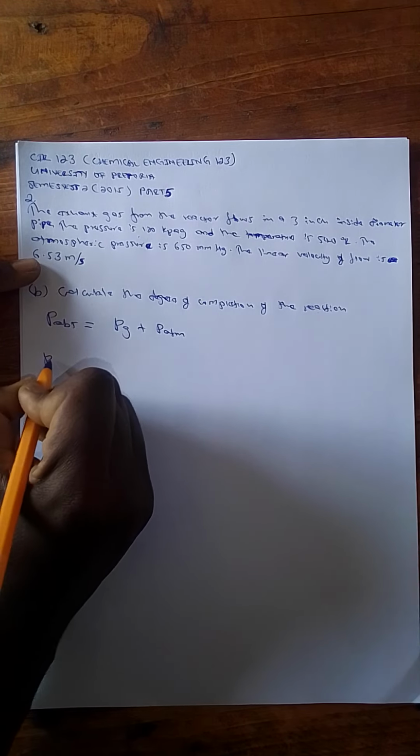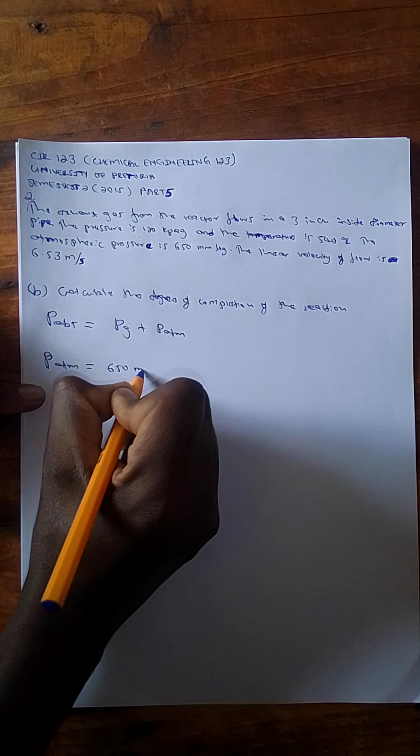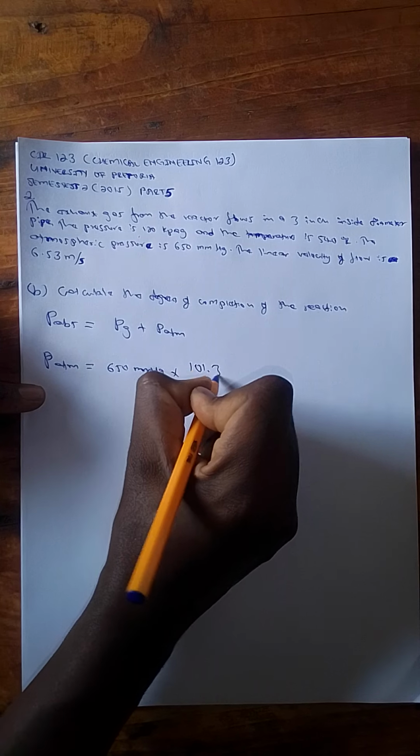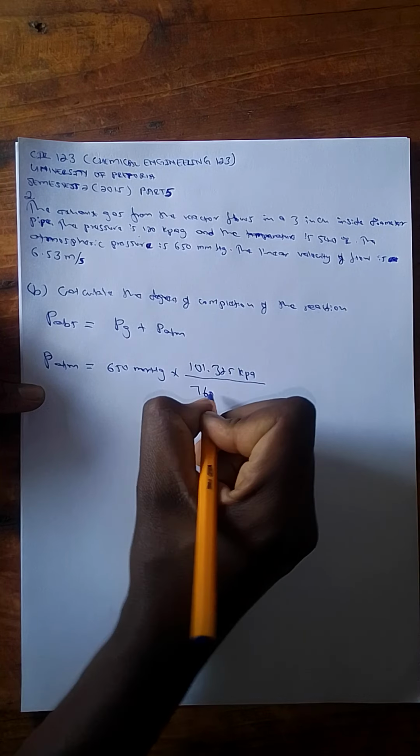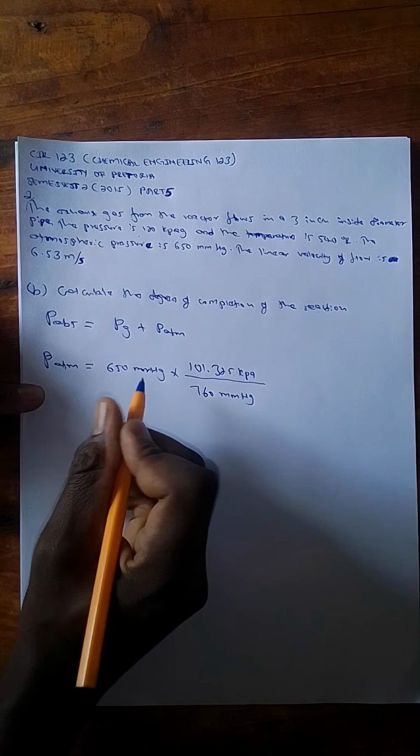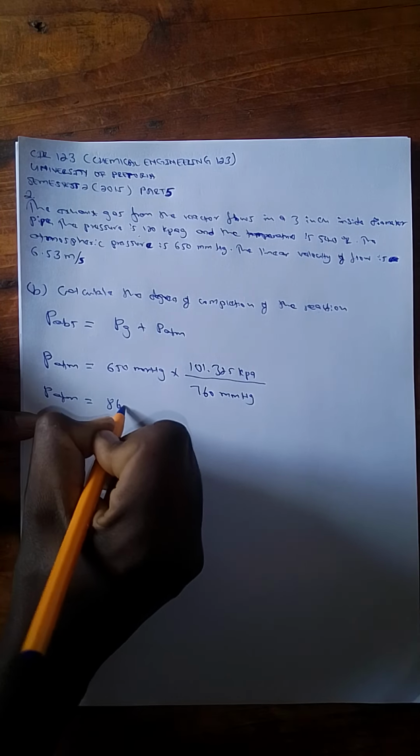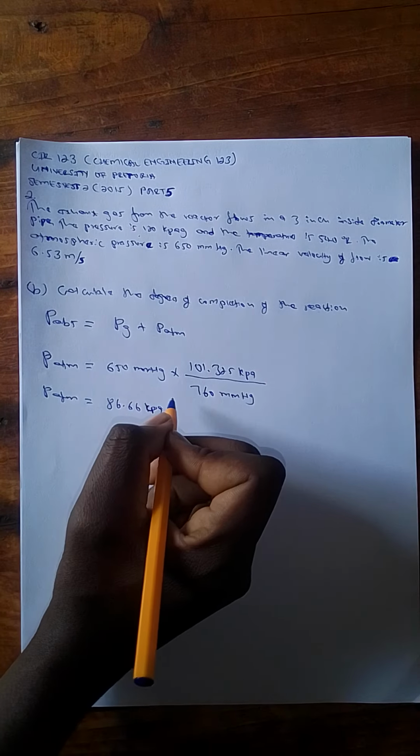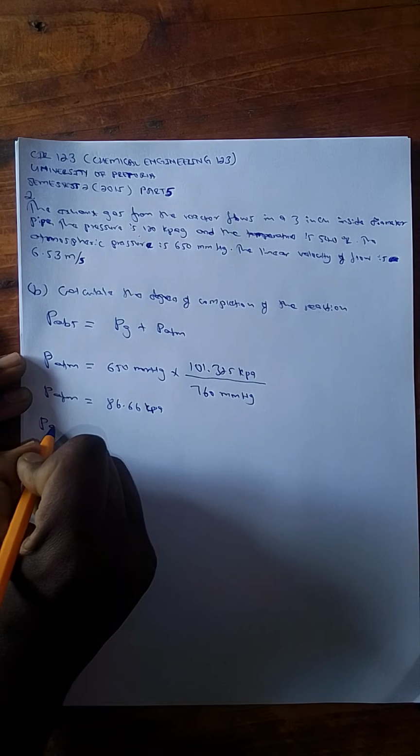We can just say that atmospheric pressure is equal to 650 millimeters mercury multiplied by the conversion unit, 101.325 kilopascals over 760 millimeters mercury. If you do your calculation there, you find that the atmospheric pressure is actually 86.66 kilopascals.